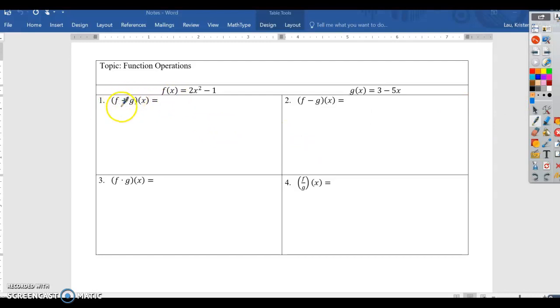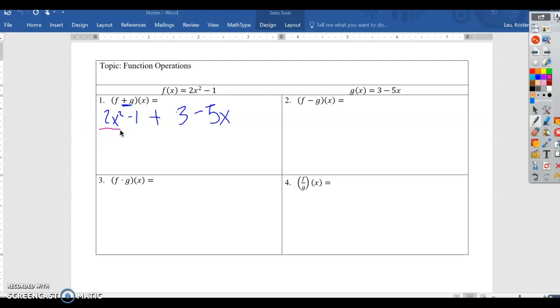So what do you think we're going to do to f and g? Well, what's in between them? Add. Let's add them. So we have f, so I'm going to put f right here, so that's 2x squared minus 1, and then we're going to add it to g, which is 3 minus 5x. And now what we're going to do is combine our like terms.